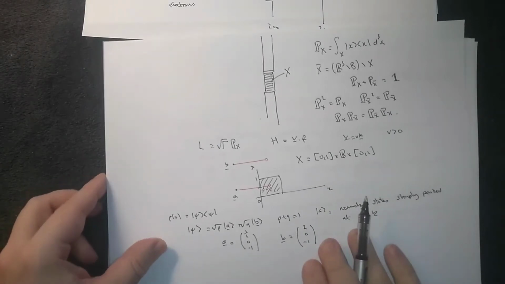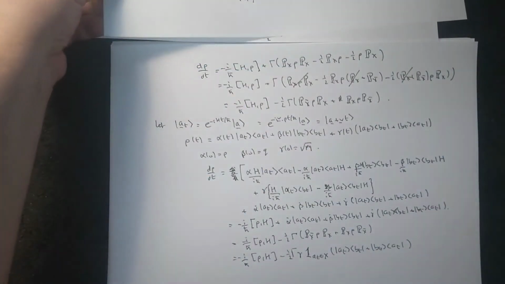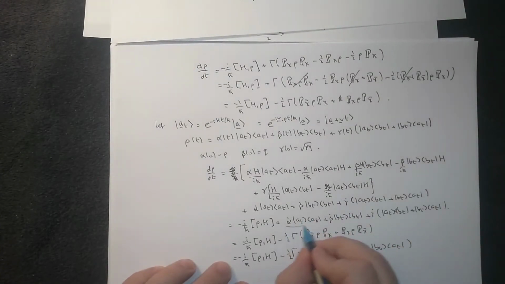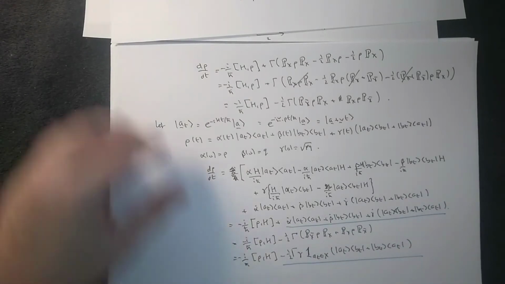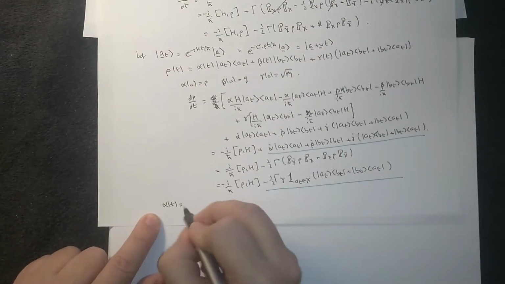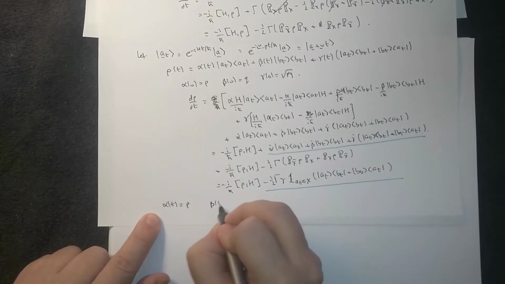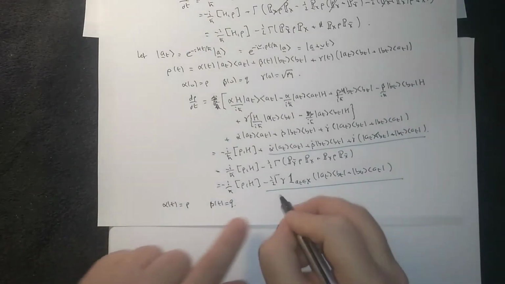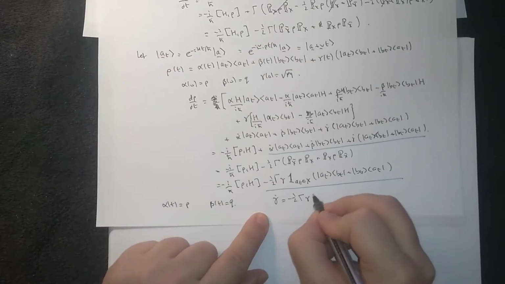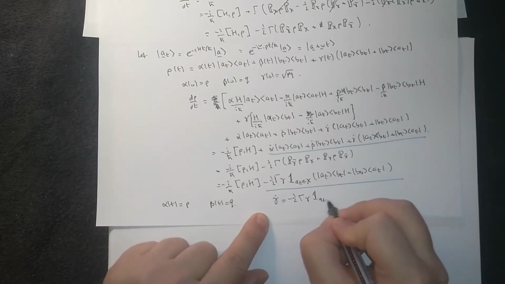So that's what we find. Okay, well that means that this thing is equal to this thing, and therefore alpha of t is equal to alpha of 0, which is p, beta of t is equal to q, and gamma dot is minus a half gamma, little gamma, times the indicator function.